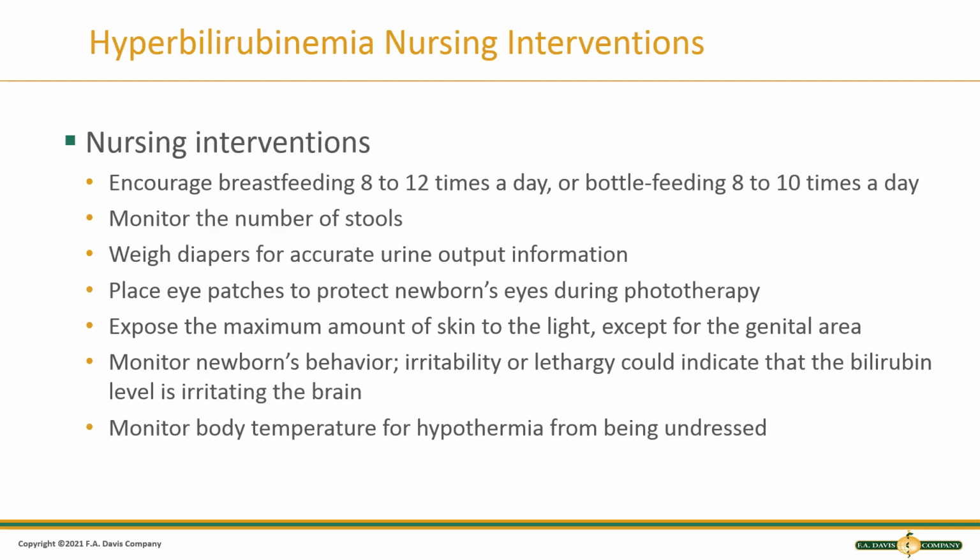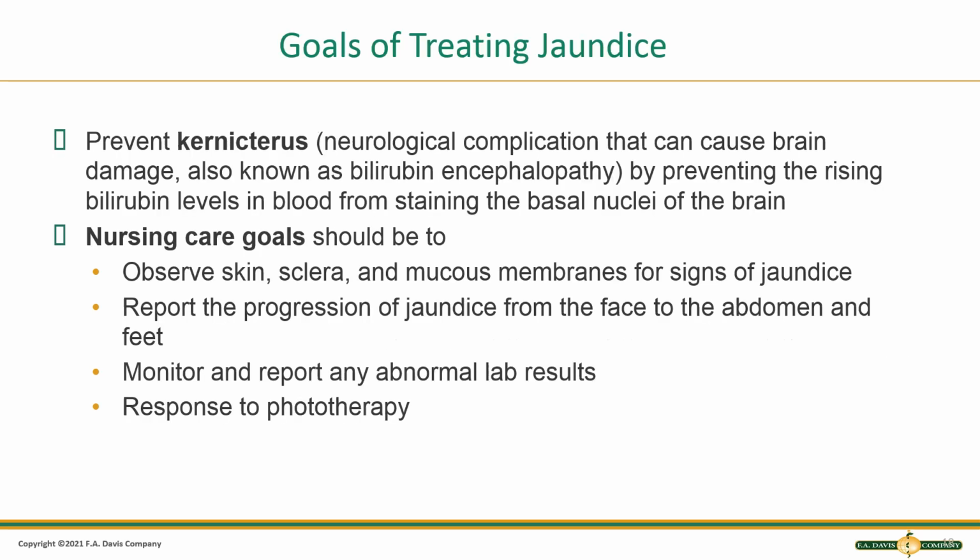Here are some of the things that I've already said. Watch for hypothermia, monitor the I's and O's, increase the feedings, use eye patches to protect the newborn's eyes, and expose the maximum amount of skin to the light except for the genital area. We also want to make sure we monitor the newborn's behavior. The goal with physiological jaundice and pathological jaundice is different, but the goal is to prevent kernicterus, the neurological complications, by preventing rising bilirubin levels in the blood so it doesn't stain the basal nuclei of the brain.